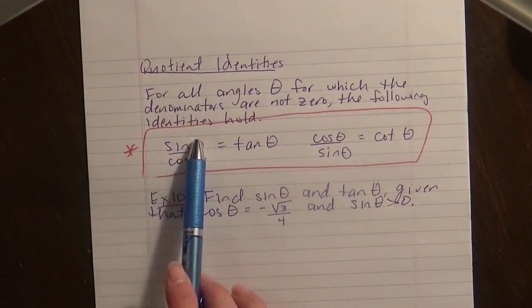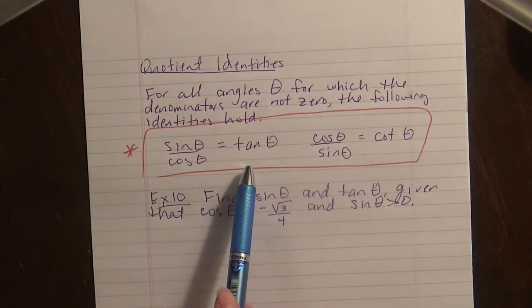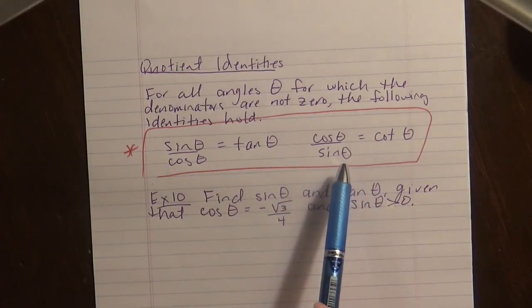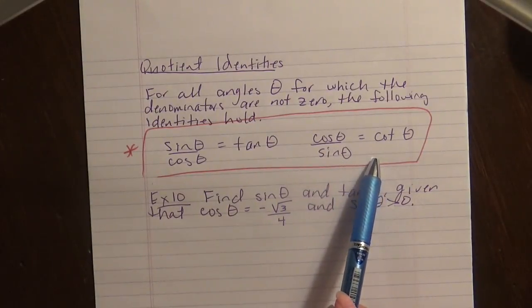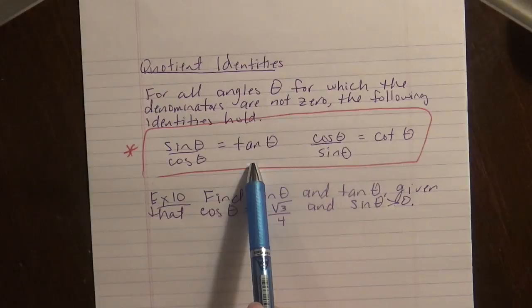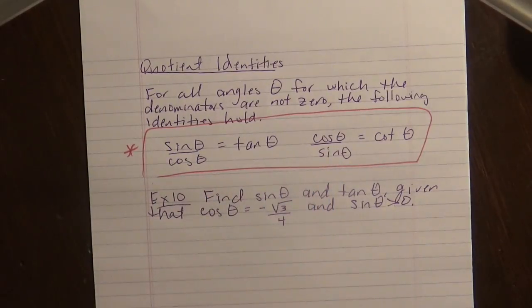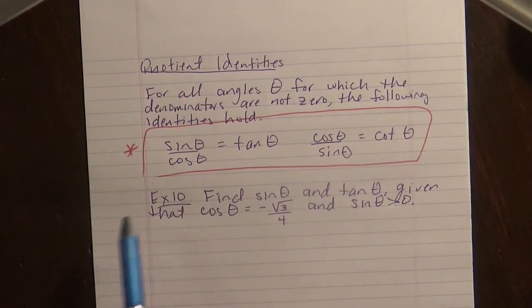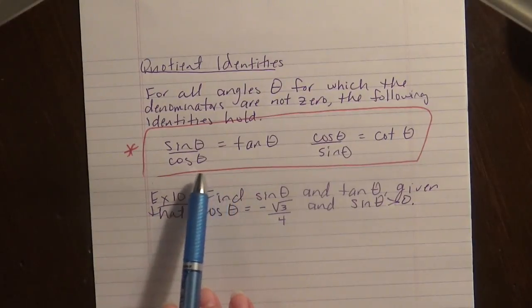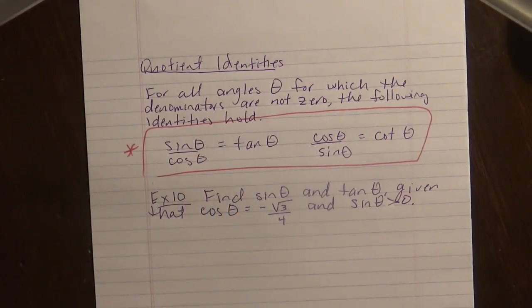But it's true that sine theta divided by cosine theta equals tan theta. Also, cosine theta over sine theta equals cotangent theta. This is just the reciprocal of the tangent over here, so you just flip it over. So we're going to do a couple of examples that involve using these identities.